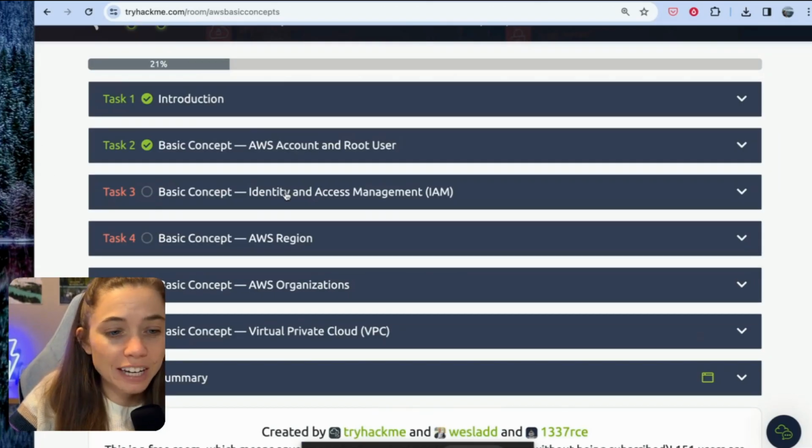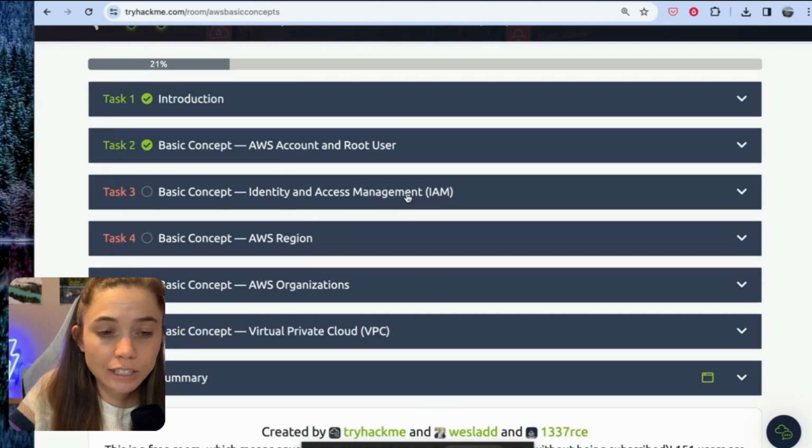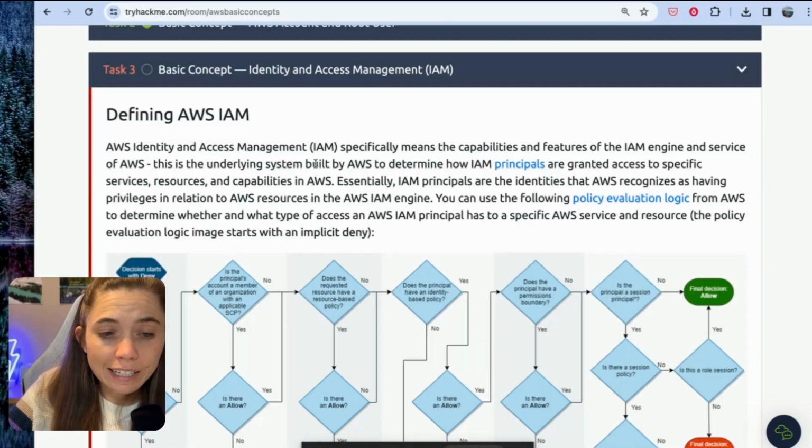For task 3, our next basic concept is identity and access management, or IAM, in AWS. And this is fundamental to all things AWS, really. Identity and access management, or IAM specifically, means the capabilities and features of the IAM engine in the AWS service. This is the underlying system built by AWS to determine how IAM principals are granted access to specific services, resources, and capabilities in AWS.